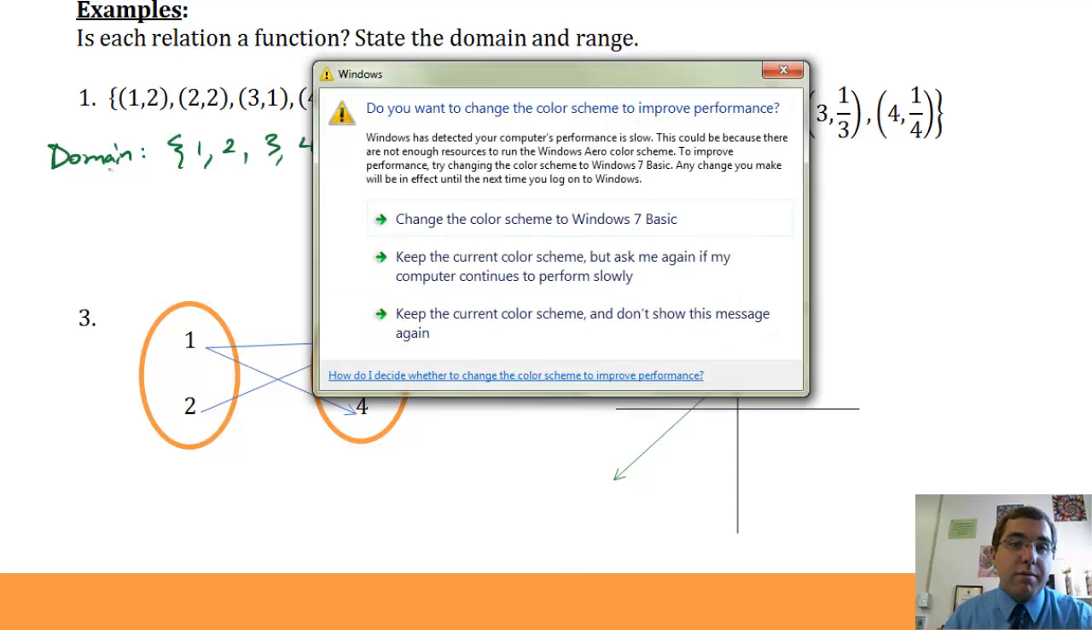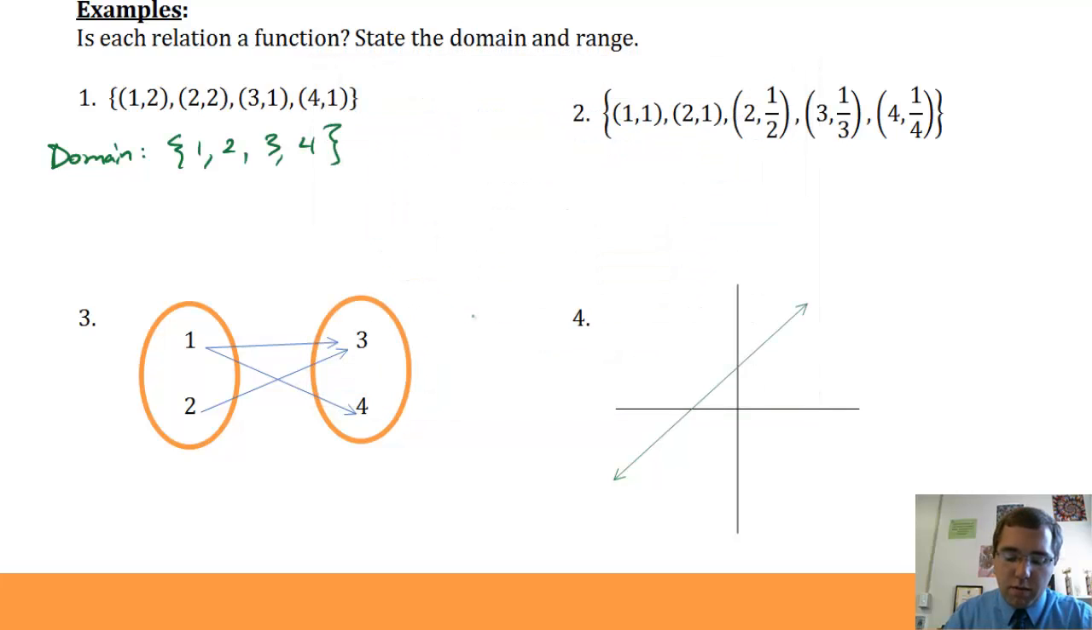Is it a problem that there are things in the range that have more than one element of the domain mapped to it? How 2 gets mapped to by 1 and 2, or 1 gets mapped to by 3 and 4. Is that a problem in a function? No, that's perfectly fine. We just can't have an X value that goes to 2 different Y values, but we can have a Y value that has 2 different X values going to it.